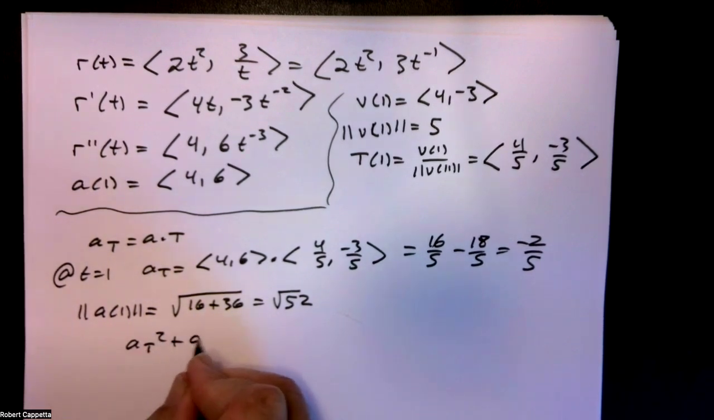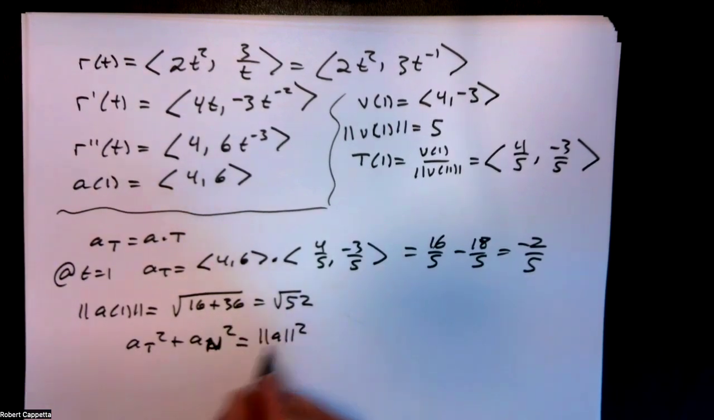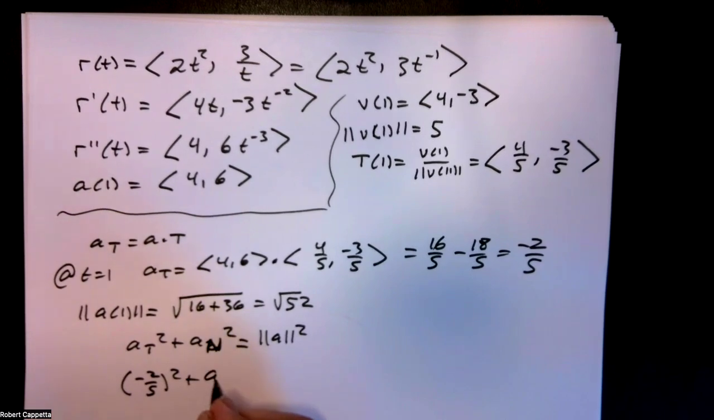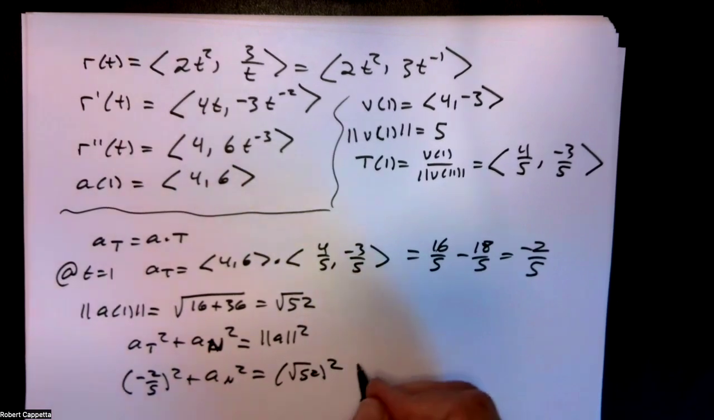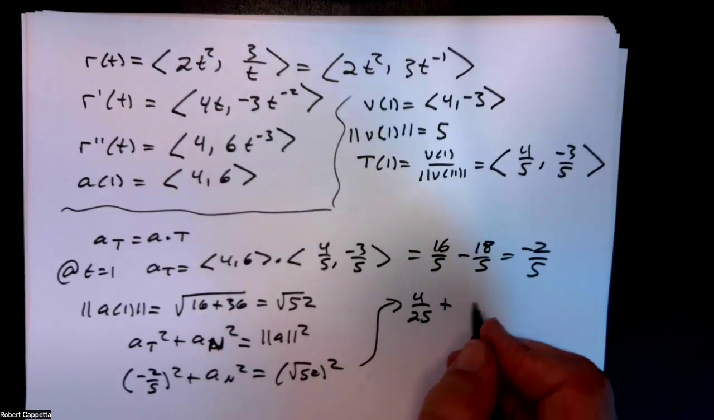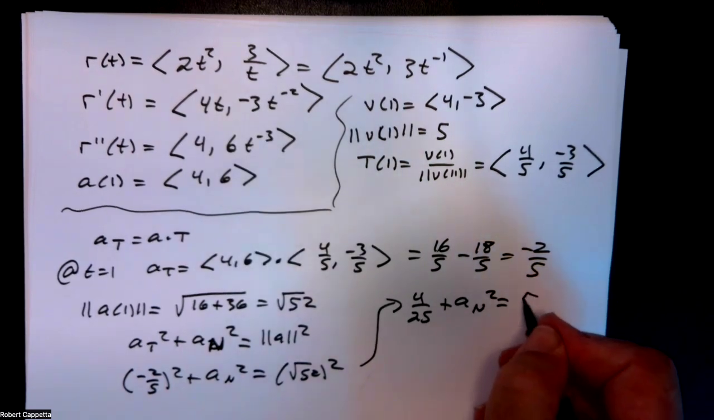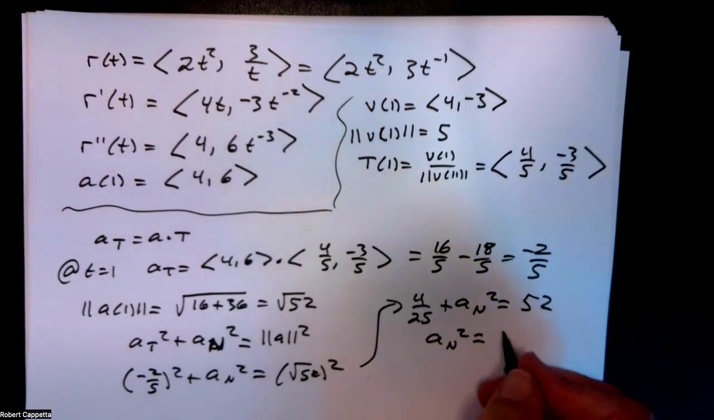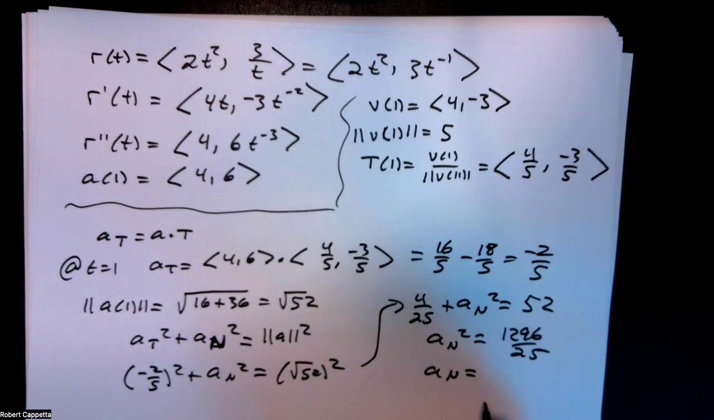A sub t squared plus A sub n squared has got to be magnitude of A squared. A sub n is positive. A sub t squared, so negative 2/5 squared, plus A sub n squared is the magnitude of A squared, root 52 squared. So 4/25 plus A sub n squared equals 52. Subtracting 4/25 from both sides, A sub n squared is 1296 over 25. Taking the square root of both sides now, A sub n is 36 over 5.